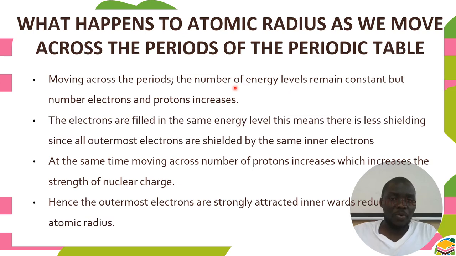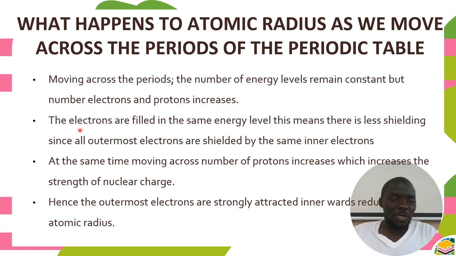But what happens now? You are adding electrons in the same energy level because the energy levels are constant. So as we are moving across, the energy levels are constant. We are adding electrons in the same energy level. The electrons are filled in the same energy level. This means there is less shielding.